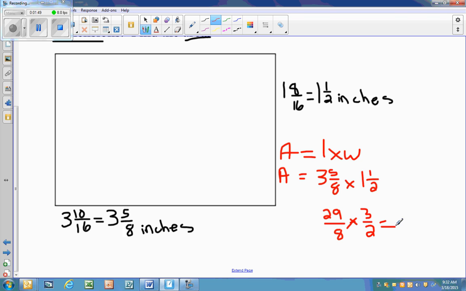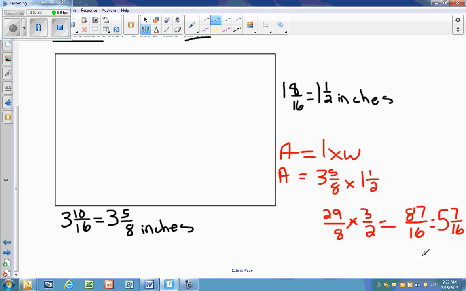I'm going to multiply. I have to do 29 times 3, and when I do 29 times 3, I get 87. And 8 times 2 is 16. Then I have to do 87 divided by 16. That's what this means over here, 87 divided by 16. And when I do 87 divided by 16, I first have to see how many times 16 can go into 87. And I know that 16 can go into 87 5 times. It goes in 5 times, which gets me to 80, so then there's 7 left over.